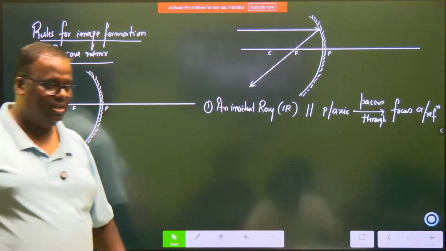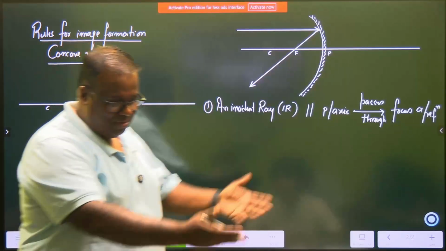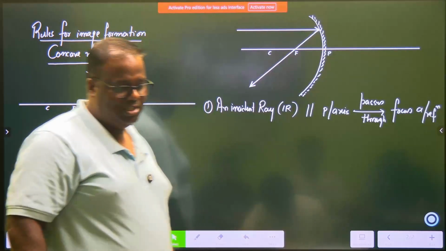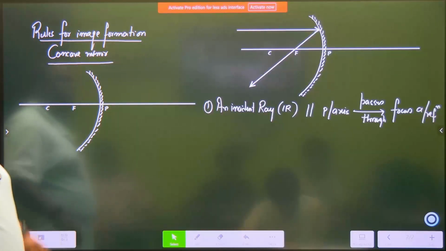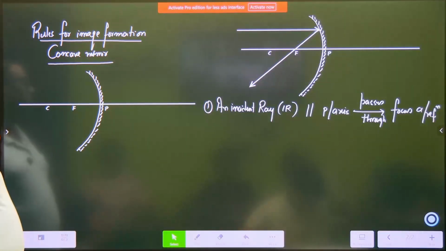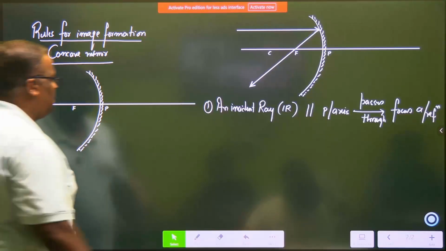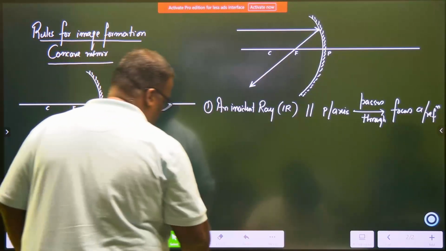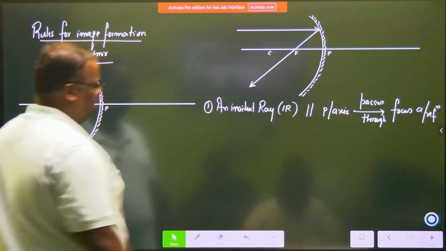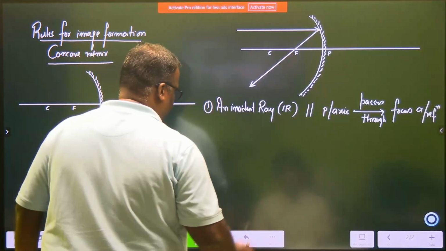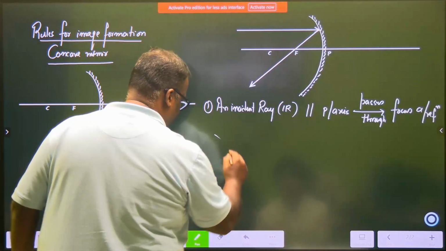Yes, that's why, darling, there are some 4 laws. That's why I made you draw 4 diagrams, not just for fun. Incident ray parallel to principal axis passes through focus after reflection. Are we fine? We don't have the whole day.